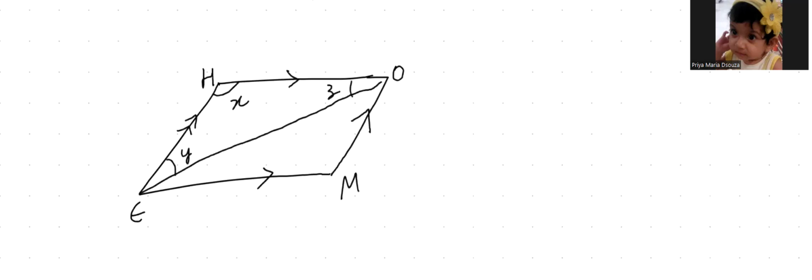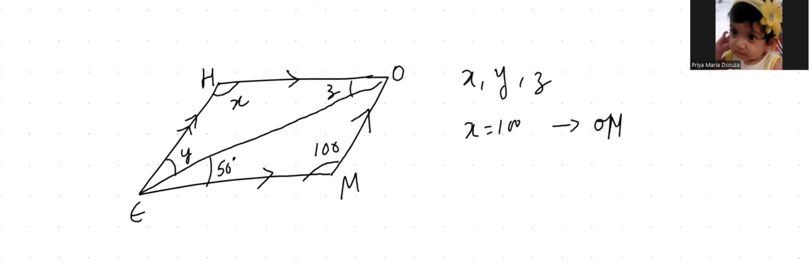Let us say angle M here, the angle that I marked, is 100 degrees. Then I'm marking one more angle here, angle OEM, if you can see. I'm telling you that it is, let's say, 50 degrees, for example. I am asking you to find X, Y, and Z. So very straightforward. Angle X is equal to 100. Why? Because opposite angles of a parallelogram are equal. So X is 100. Now, what about Y?